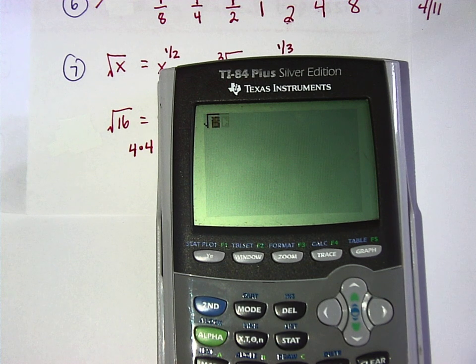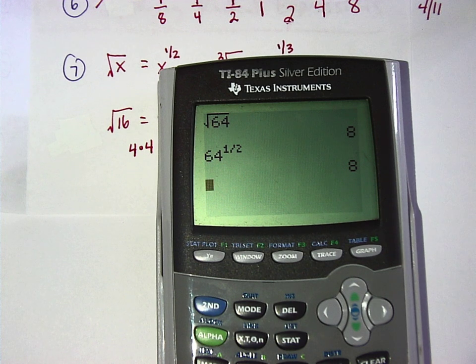Let's do one that we know. Square root of 64. What's the square root of 64? 8. Everybody okay with that? Now I want you to type in 64 and the caret symbol right here that's above the divide sign. And then I want you to put in a 1/2 power up there. 1 divided by 2. Do you see how a square root is the same thing as a 1/2 power?